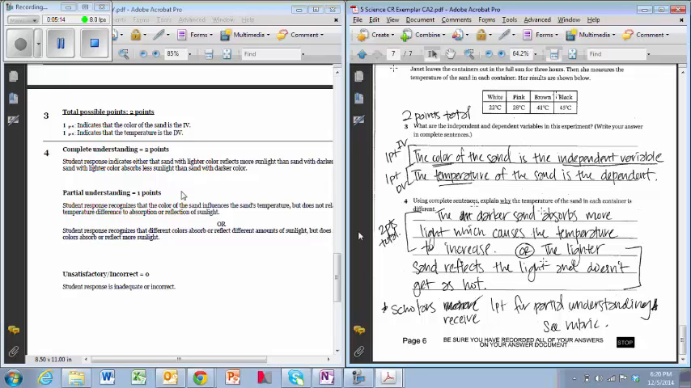You can read the rubric over here that can give you more information. The lighter sand reflects the light and doesn't get as hot. So that's identifying that the lighter sand reflects the light, and then also identifies something about the temperature increasing or decreasing. So again, you can read the partial understanding pieces on the rubric right here.